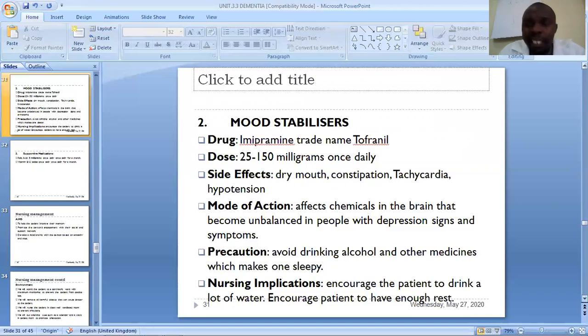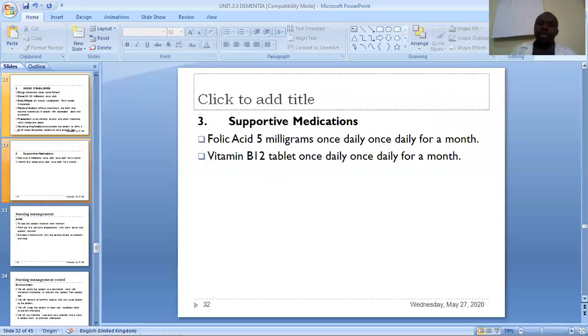And I still emphasize that the treatment of dementia depends on the condition of the patient. Precaution when you're giving imipramine, avoid drinking alcohol and other medicines which make one sleep. Nursing implication, encourage the patient to drink a lot of water, encourage the patient to have enough rest. Supportive medication.